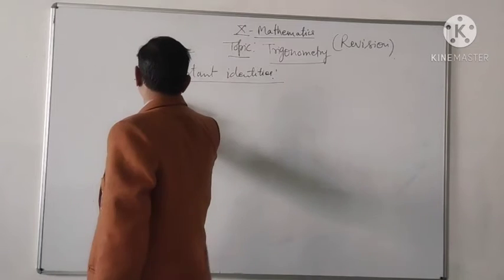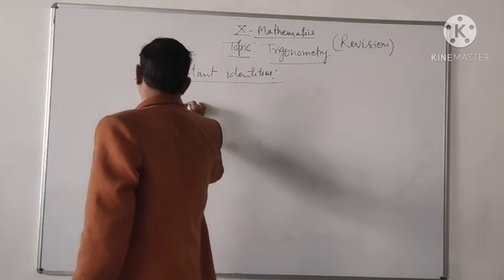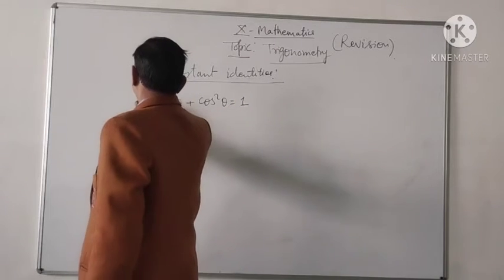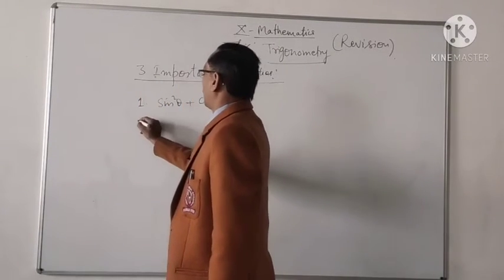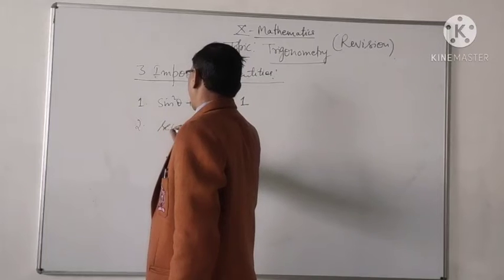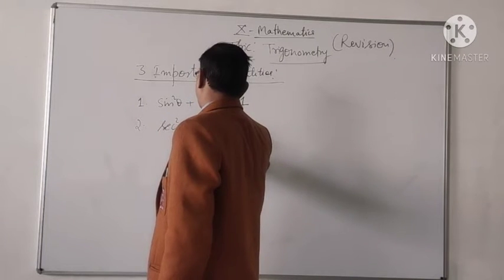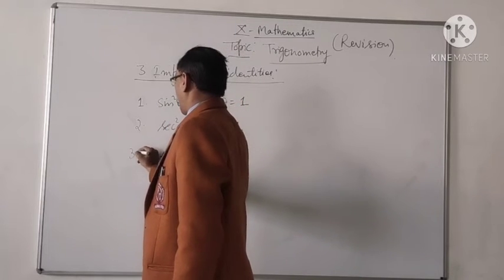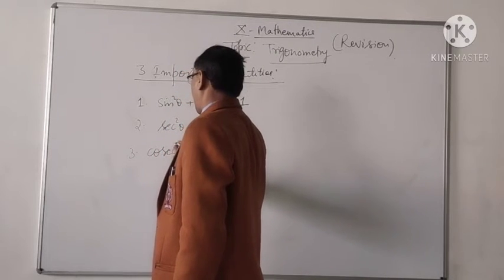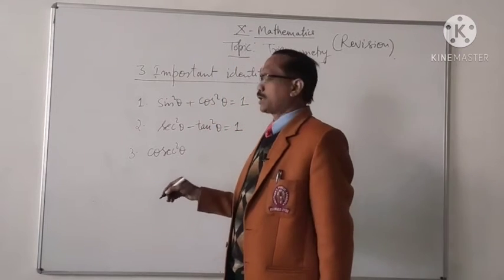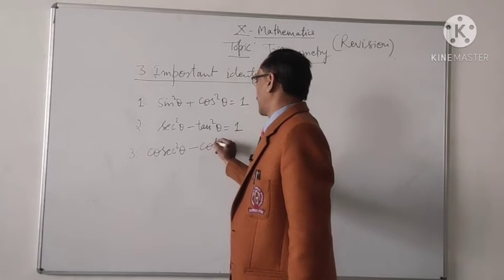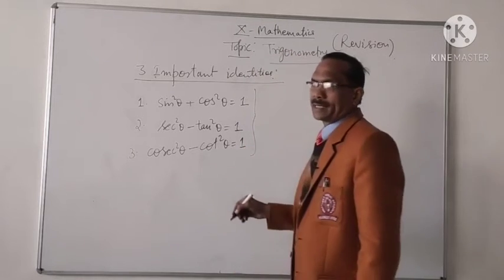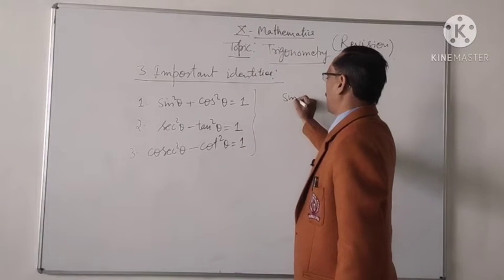That is sin square theta plus cos square theta equal to 1. Then sec square theta minus tan square theta equal to 1. Third is cosec square theta minus cot square theta equal to 1. From these identities, there are important formulas.